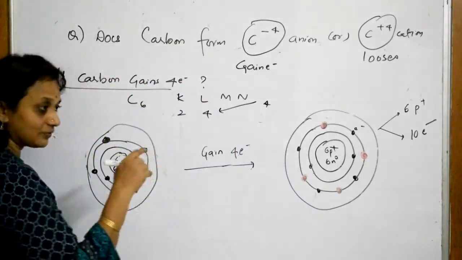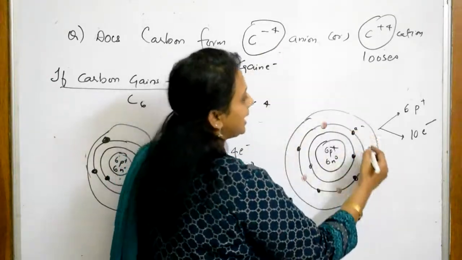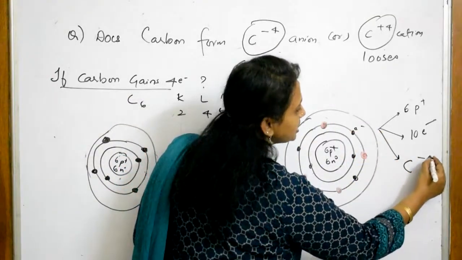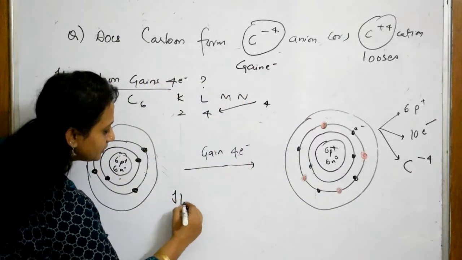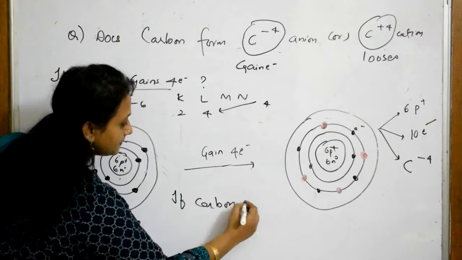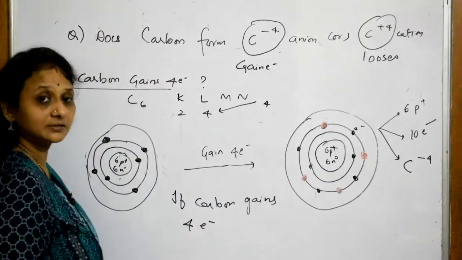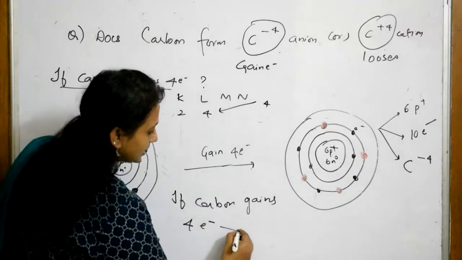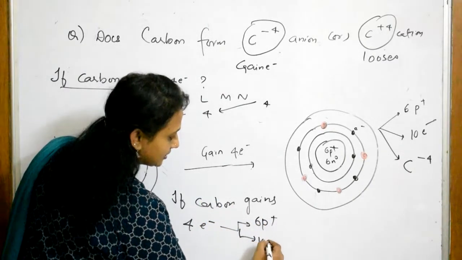See here. Okay, one more thing. Here, if it is gaining, I said gain is what? Anion. It will form C minus 4. Correct? Right. Now you will write, if carbon gains 4 electrons, correct? How many? Then it will be 6 protons and 10 electrons.